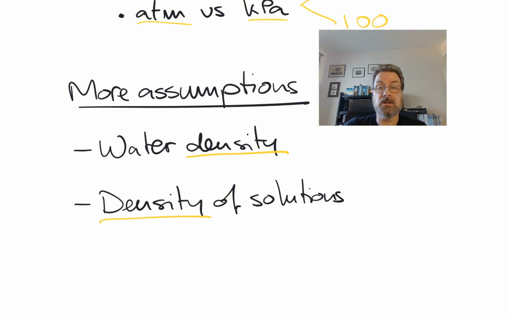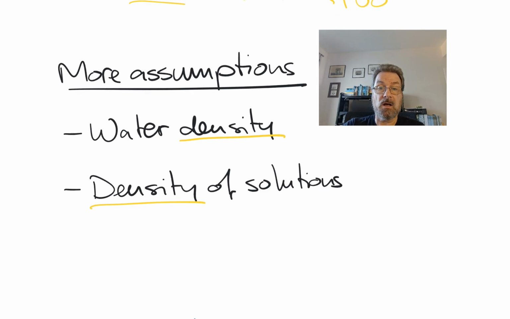And secondly, the density of solutions. Generally, we're working with dilute solutions, or what can be considered dilute solutions. Therefore, the density is just assumed to be the density of water. But of course, when you put something in that water, you're changing the density. We're generally working in a region where you can make those assumptions and it doesn't really affect the result.